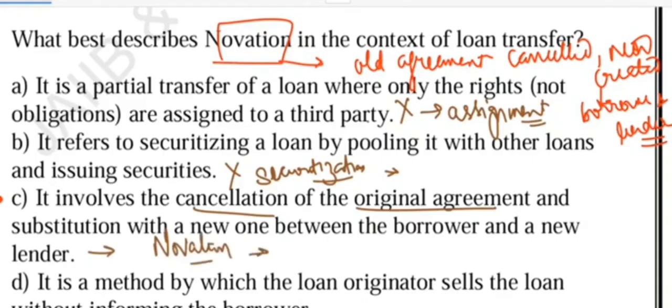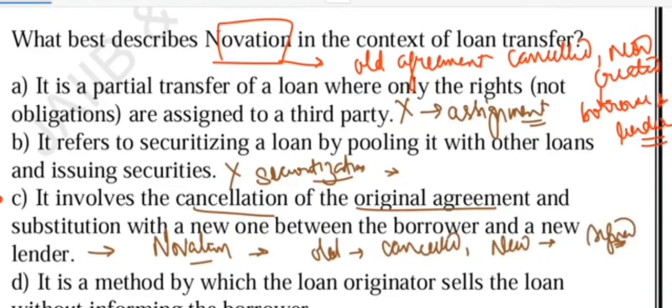So basically what happened? The old is cancelled and the new is signed. Right? And the borrower agreed to this. This is what novation is all about. What about option D? Selling a loan without informing the borrower. That may happen in the case of assignment, but not in novation. In novation, borrower consent is very much necessary. You can see the words without informing the borrower. This is completely wrong. You have to inform the borrower.